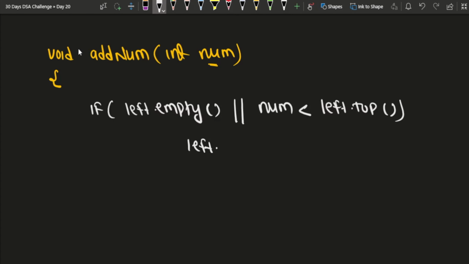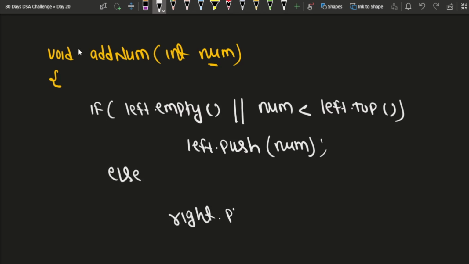So I will store it into my left heap. Here I will write left push number. I will push it into my left heap. If this is not the case, then I will push this particular number into my right heap, right? I will push it into my right heap.